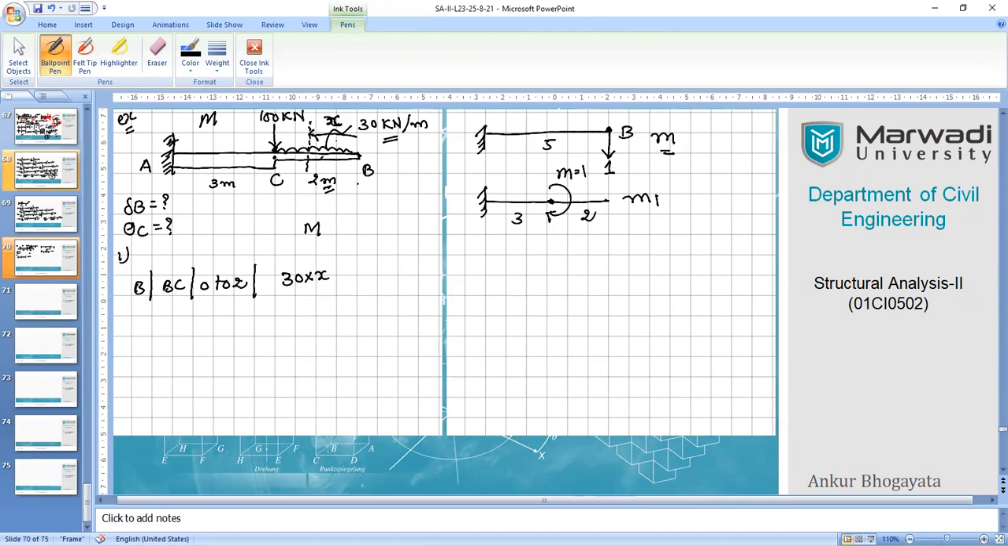Then you have to take moment at the center of that length. Where will be the center of X? X by 2. So if I multiply by X by 2, it becomes X square by 2. That's what you want to calculate, right? And the moment of this force is being considered clockwise, so we will put it negative.